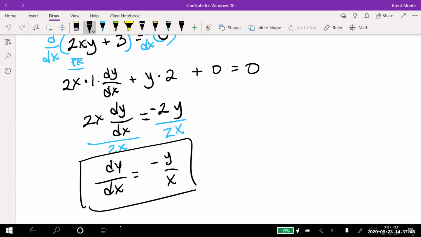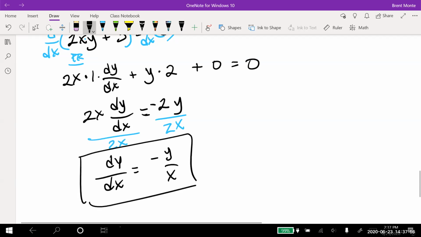So we had to use the product rule this time because we had x's and y's together in one piece. All right. So again, let's try another one of those. This time we'll have values to plug in to find the slope of the curve.